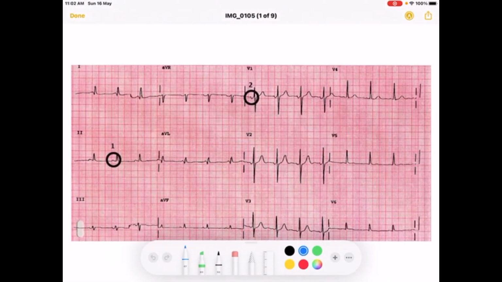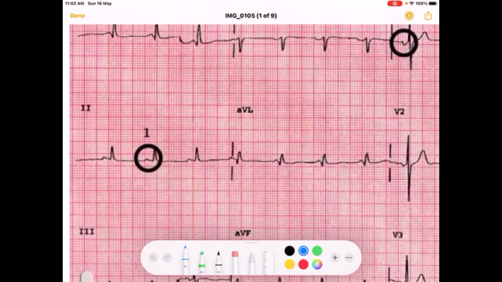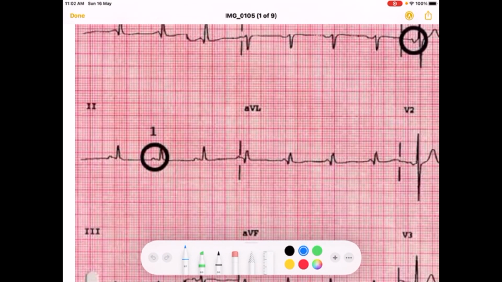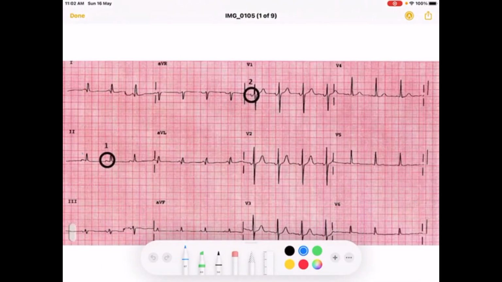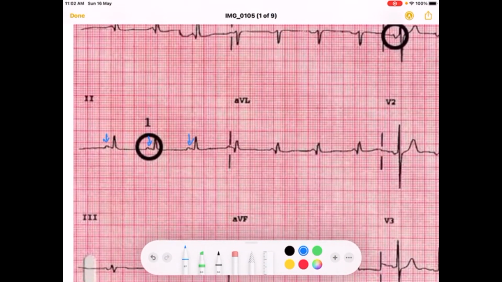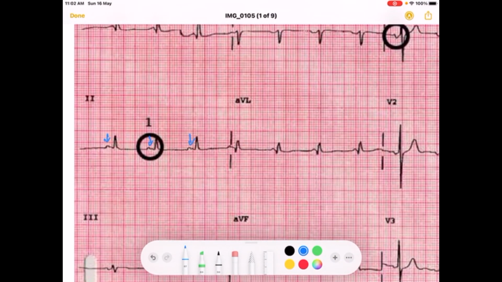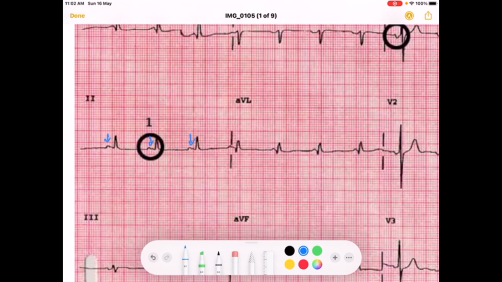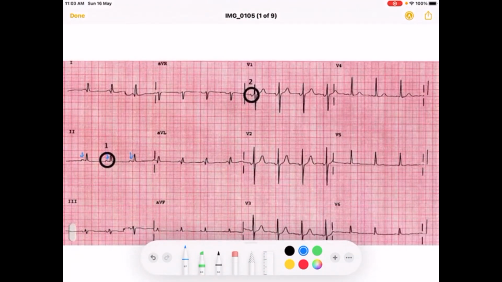So here, look for lead 2. If you carefully observe, you can see the notching over the P wave. You can see the notching, as well as the width of the wave is more than 2.5. It is nearly 3 small squares, so it is more than 2.5 small squares.